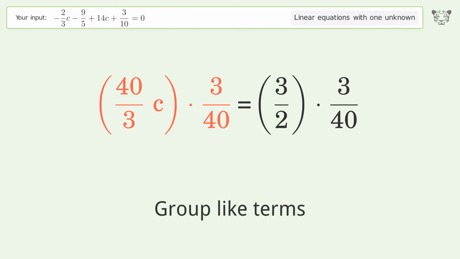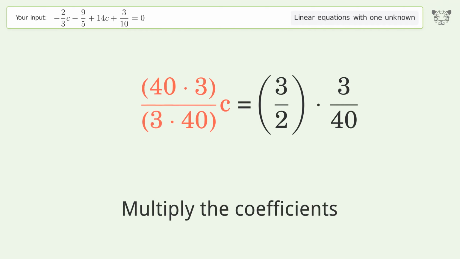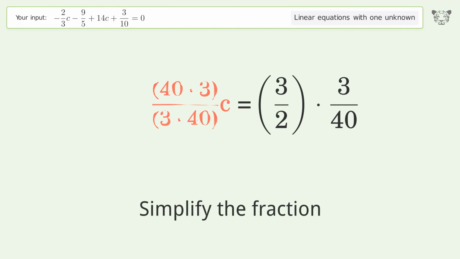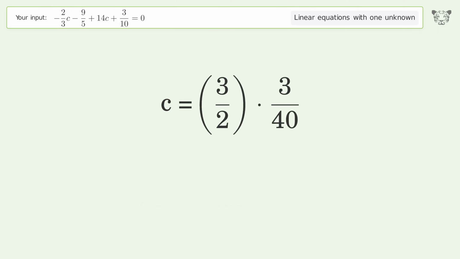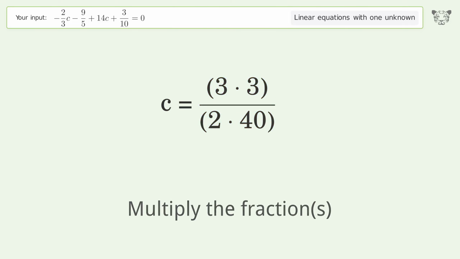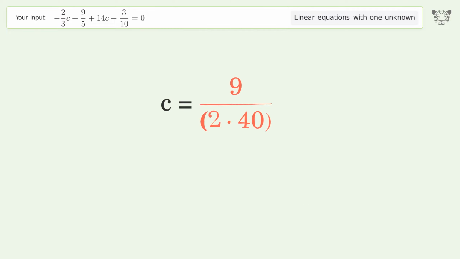Group like terms. Multiply the coefficients. Simplify the fraction. Multiply the fractions. Simplify the arithmetic. And so the final result is c equals 9/80.